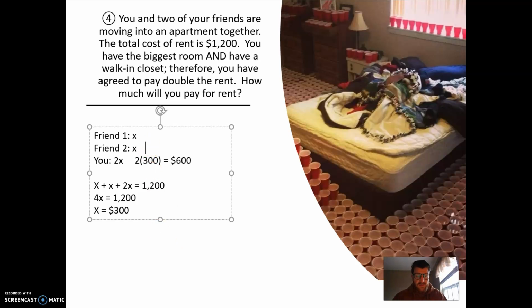And I'll put in friend 1 and 2 just so you know. Just for some consistency here. We're not going to get through all those problems, guys. So if you total these 3 values up, you should get 1,200, right? That's check number 1. Check number 2 is, are you double? Well, is 600 double 300? Yep. So you're good to go.